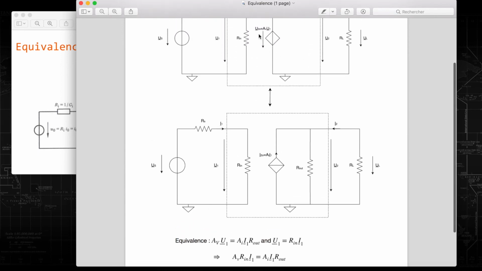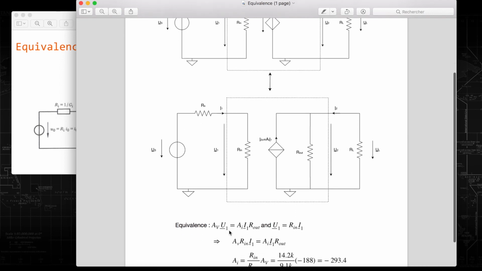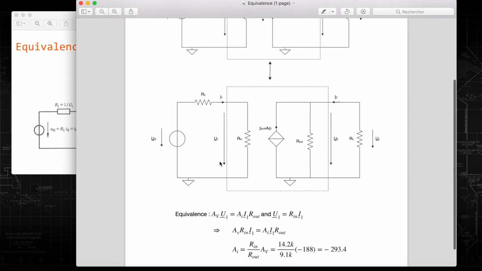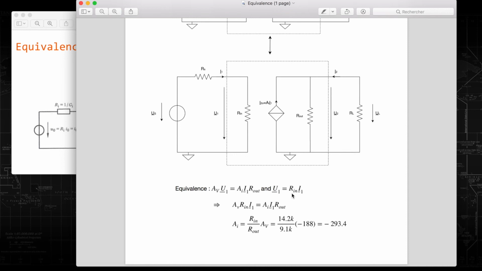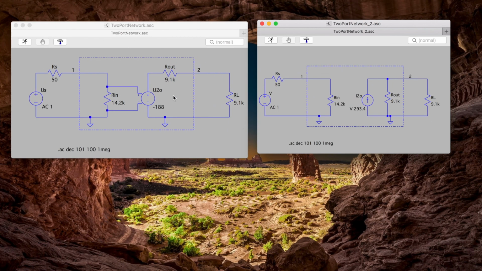So U2O is equal to I2O times R out, and U1 is equal to R in times I1. We can then combine these equations and we obtain AI is equal to this and is equal to minus 293.4. On the left, we have the circuit with the voltage-dependent voltage source, and on the right, the circuit with the current-dependent current source.